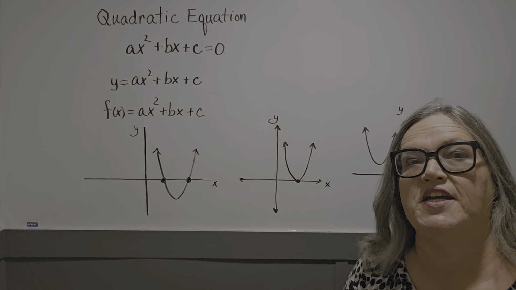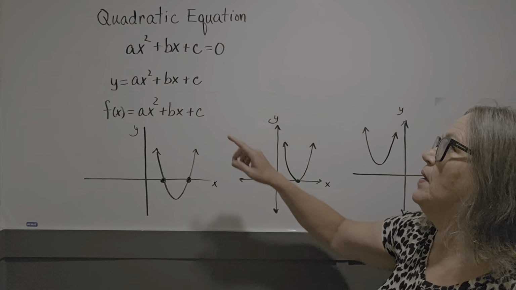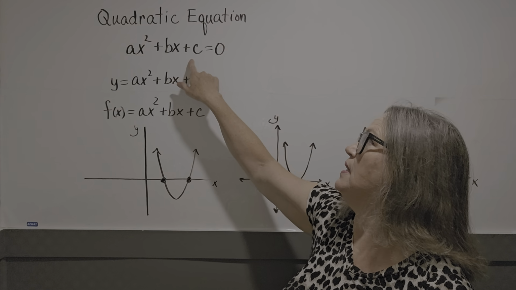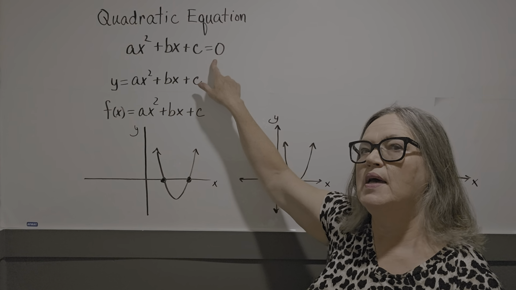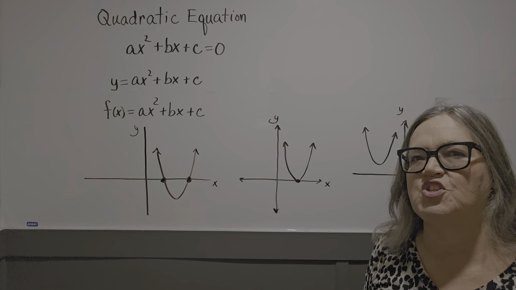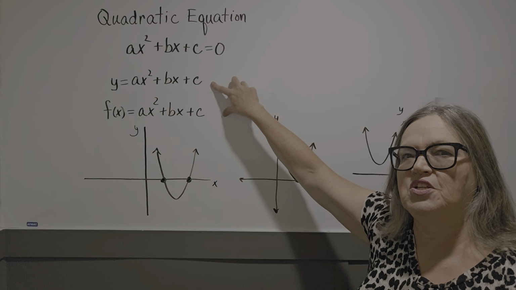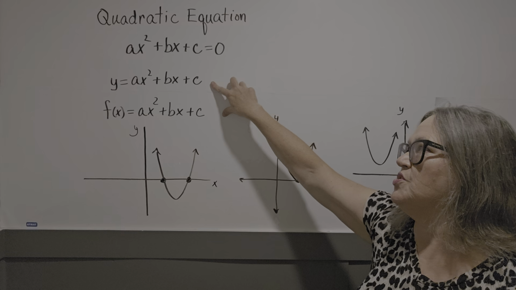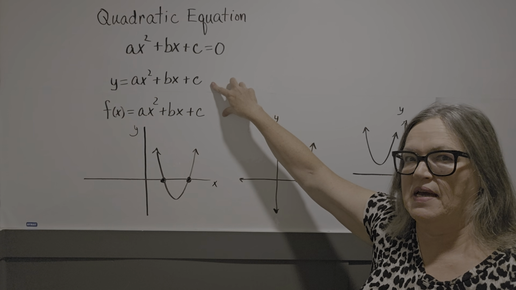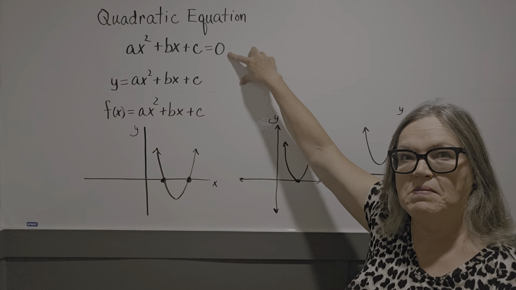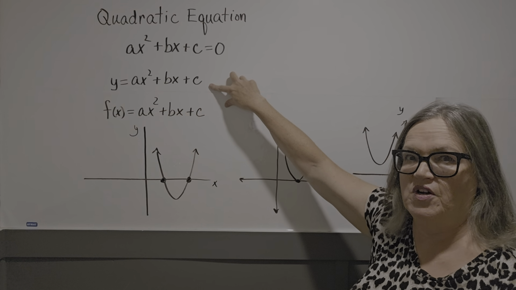A quadratic equation is in the form ax squared plus bx plus c equals 0. And it's important to distinguish this from a quadratic function. A quadratic function is y equals ax squared plus bx plus c. This is a statement about the function.